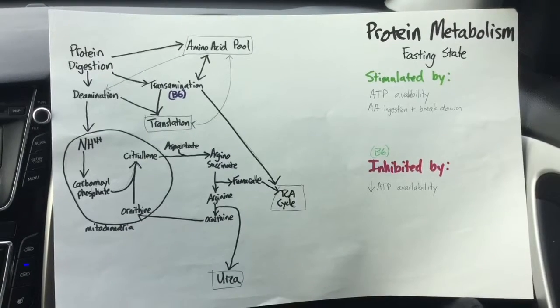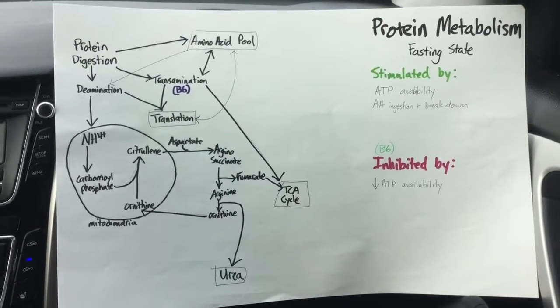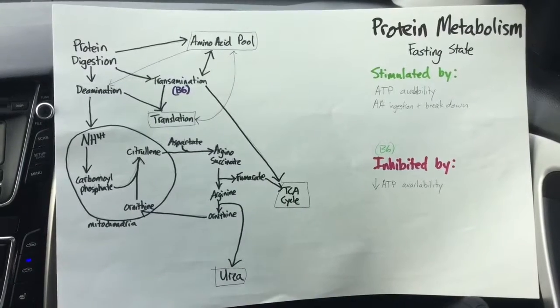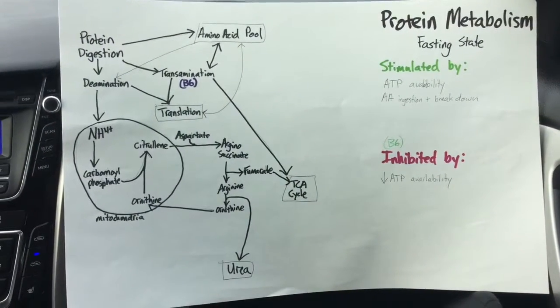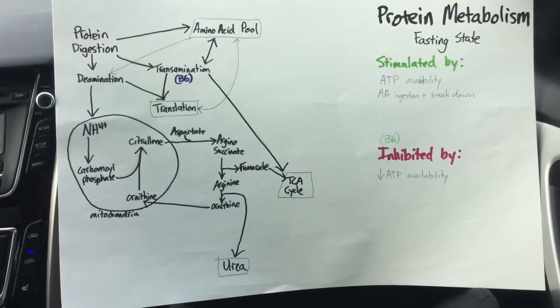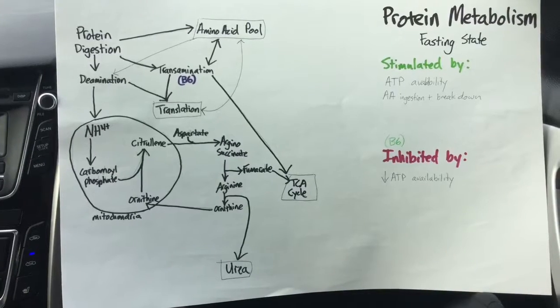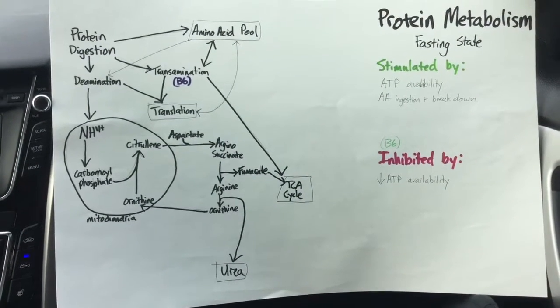Okay, one quick last little pathway here. We have protein metabolism. We can see in the left corner protein digestion. Now, once those amino acids are broken down and absorbed, they can go into the amino acid pool. They can be transaminated, deaminated, in which case we're going to get some amino groups, some nitrogen, which is ammonia. So the ammonia is going to go into the urea cycle.